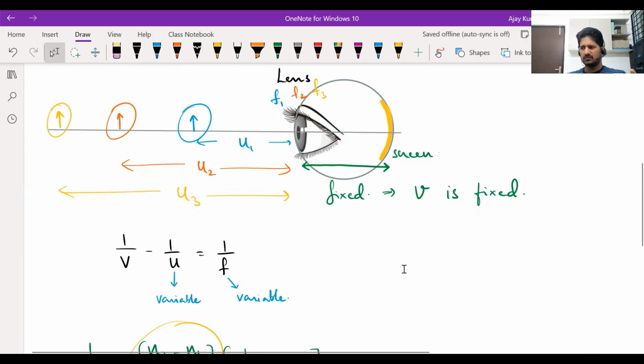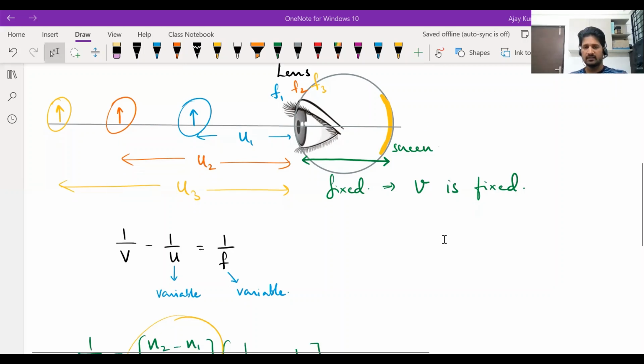Now, depending on the distance of the object, the eye adjusts its focal length to be able to form an image on the retina. That's fine. But if the object comes too close to the eye, like a fingertip very close to your eye, you will not be able to focus on it. Your eye will not be able to form a clear image on the retina if it's too close. Correct or not? Yes, sir. It cannot.